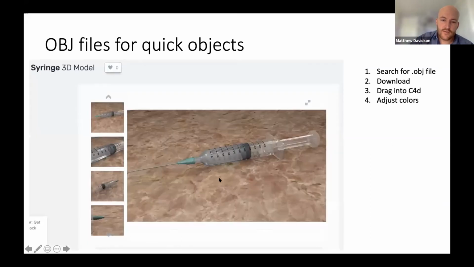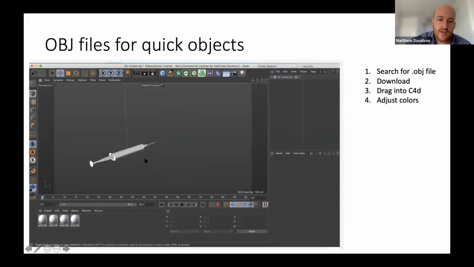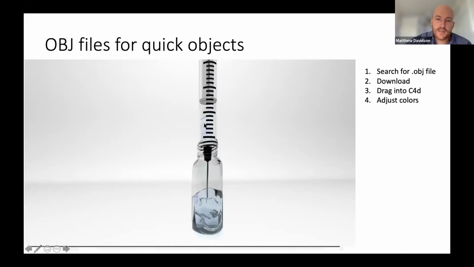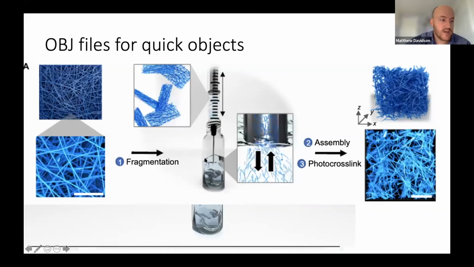So I found this syringe because I needed that for that previous figure. Someone had made this and they just gave it up for free online. I downloaded that OBJ file, and then I dragged it into Cinema 4D, and you have this perfect syringe, which I would have failed at making if I tried to make it on my own. But the software just creates it very easily, and then we can change the colors and get something that looks really nice, like this syringe that explained this process for making these materials.